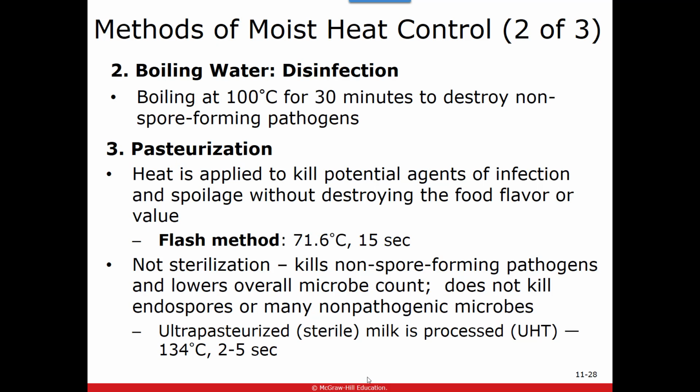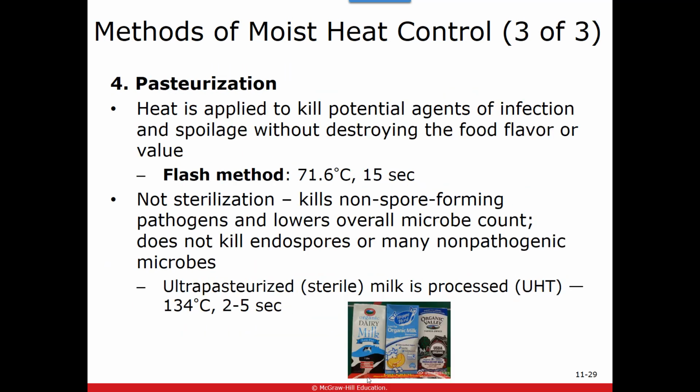Here's a picture. I thought I had a picture of some of that milk that you can purchase.